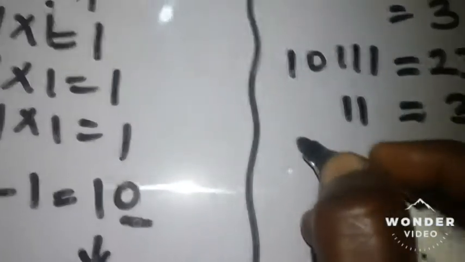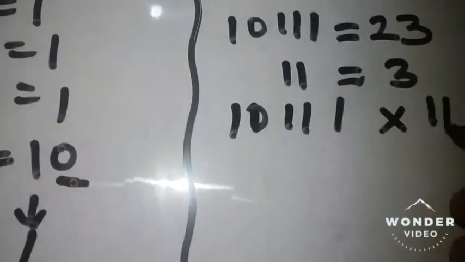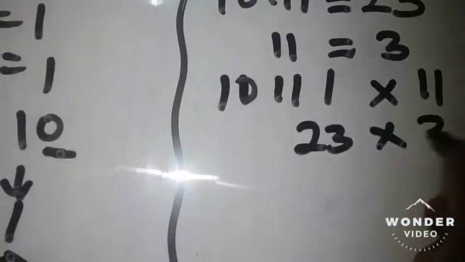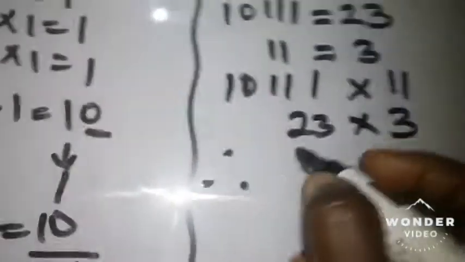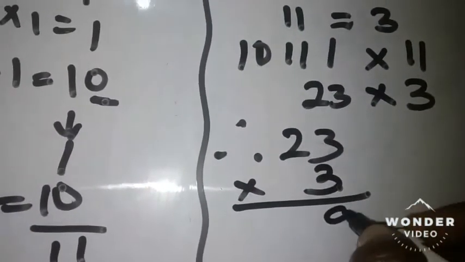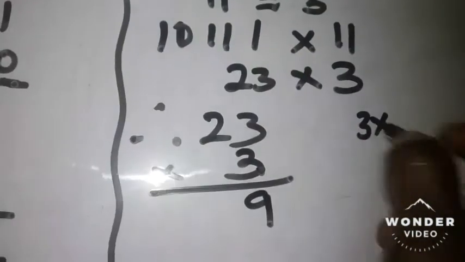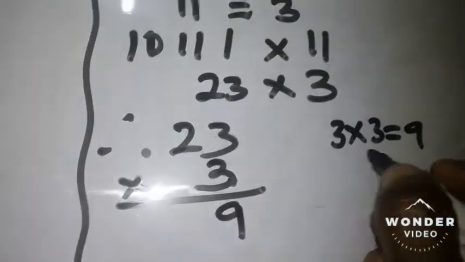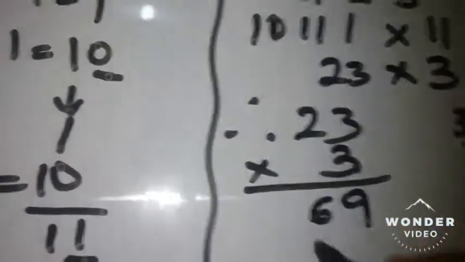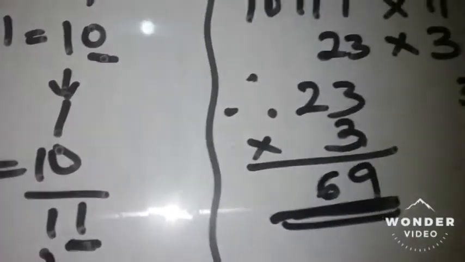We now replace them: 10111 times 11. For this figure it is 23 times, for this figure it is 3. Therefore, now say 23 times 3. 3 times 3 is 9. Then 3 times 2 is equal to 6. We have 69. Now we have succeeded in converting to decimal form.